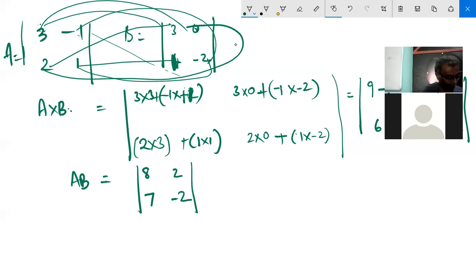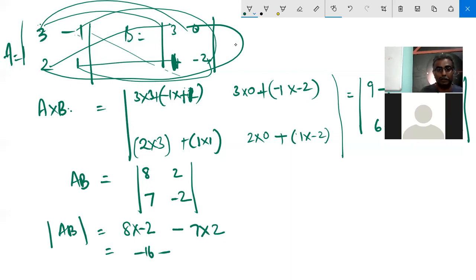Now you are supposed to find the determinant of AB. 8 into minus 2 minus 7 into 2. 8 into minus 2 is minus 16 minus 14, right? That is equal to minus 30. Is the answer correct? Minus 30. So you got the right answer, but the steps are wrong.